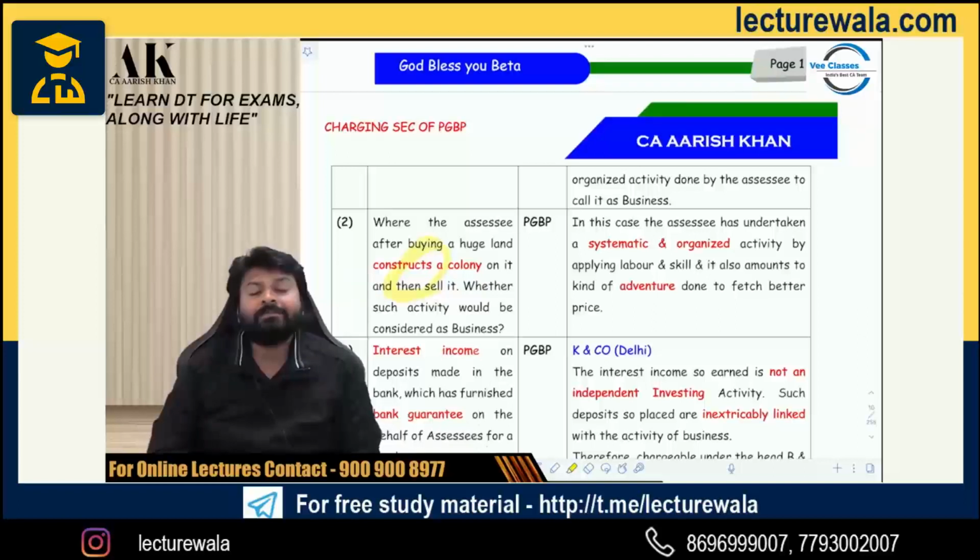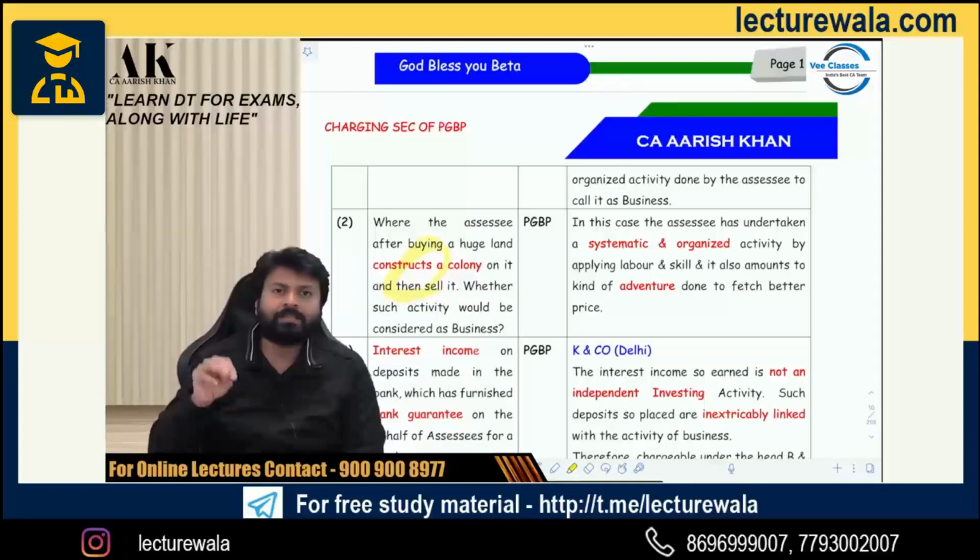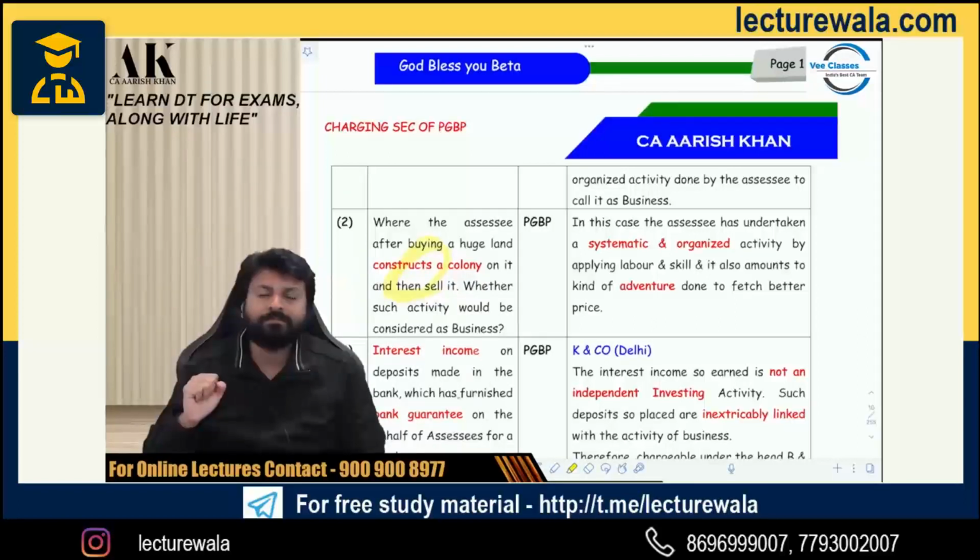Second issue. The assessee has a huge land, and on that huge land, the assessee is constructing a colony. He is making residential complexes, offices, theaters, malls, hospitals, hotels, so on and so forth. And then he is selling it. Is it capital gains or PGBP? First of all, he is buying a land and making a complete complex. And then he is selling it. Is it PGBP? Yes, it's PGBP.